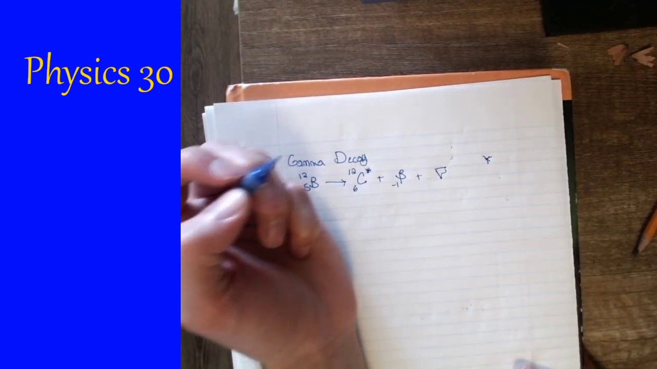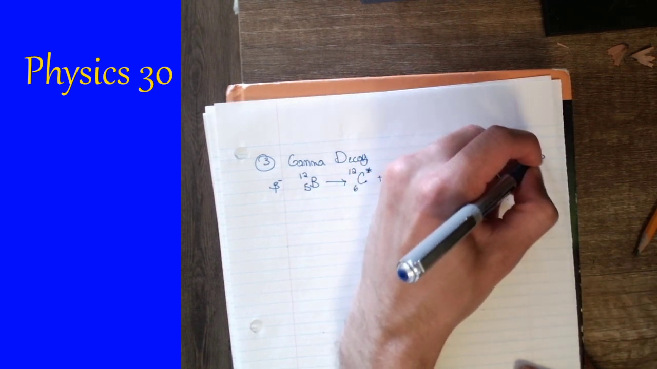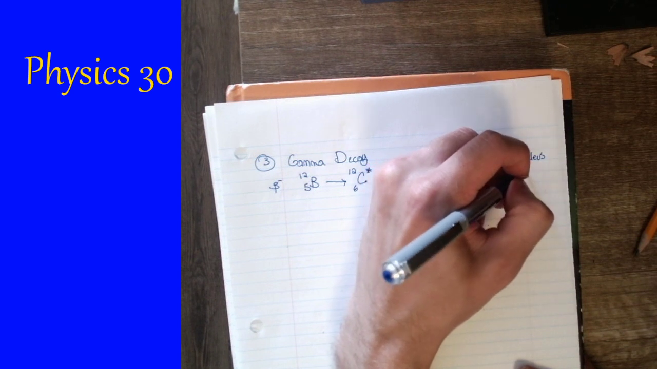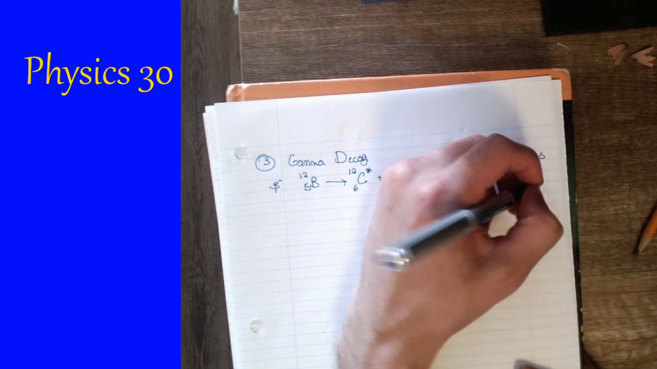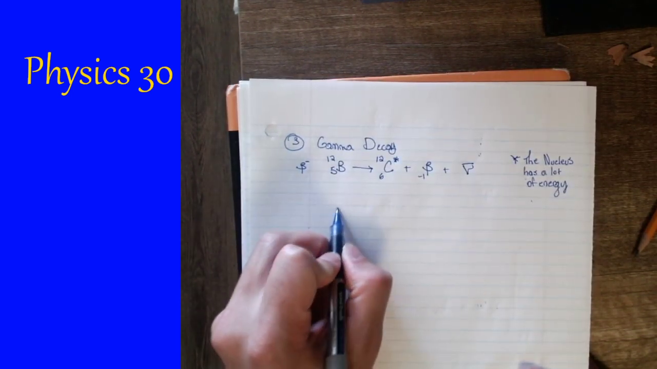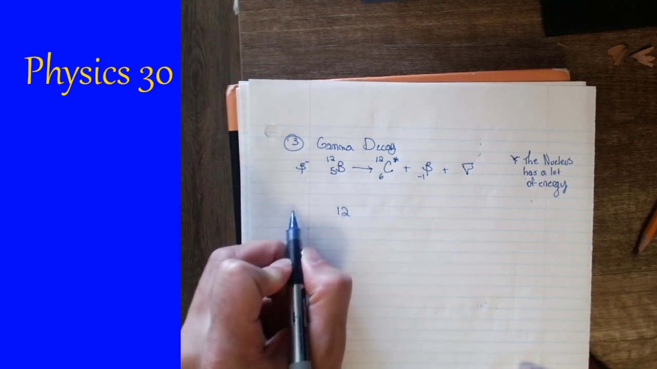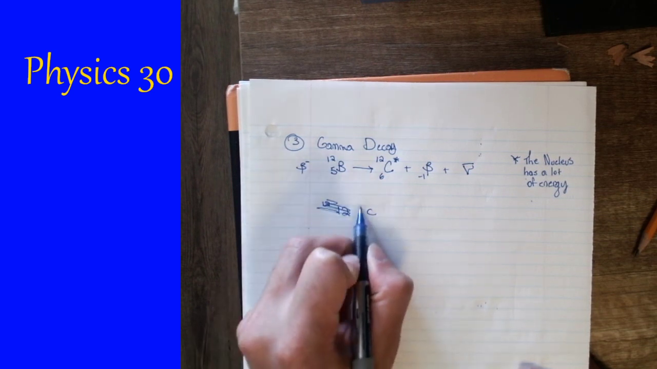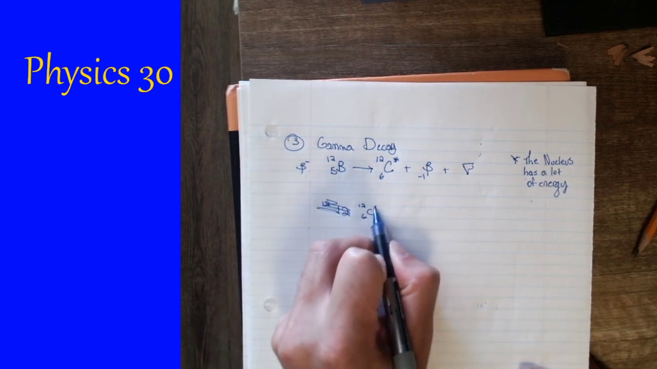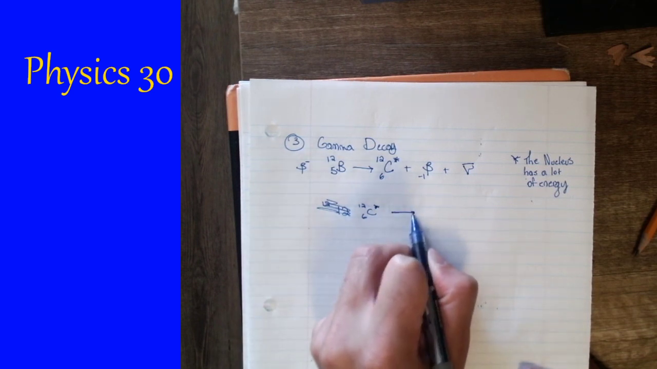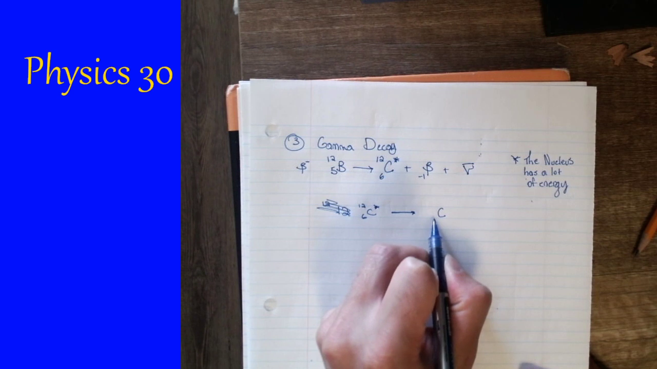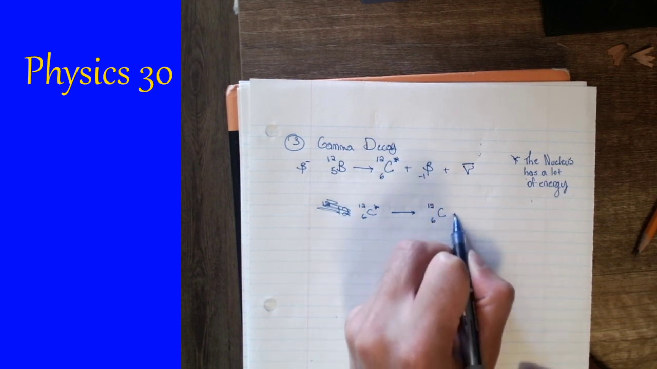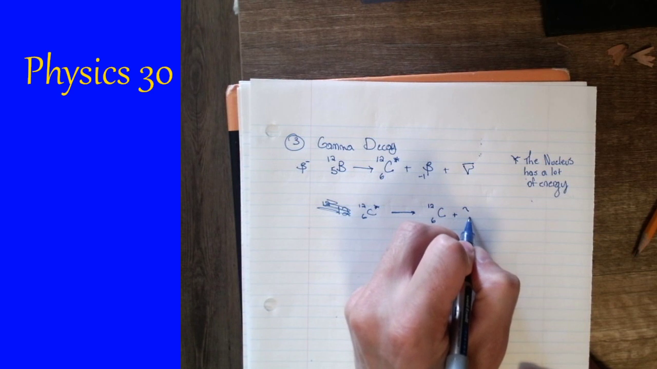The star is defined as the nucleus has a lot of energy, and so it would like to shed that energy. It wants to get rid of that energy, and so it kind of does this. And this is the gamma decay. That carbon 12,6 with the star, meaning it has a lot of energy, is going to decay into carbon 12,6 plus a gamma particle.